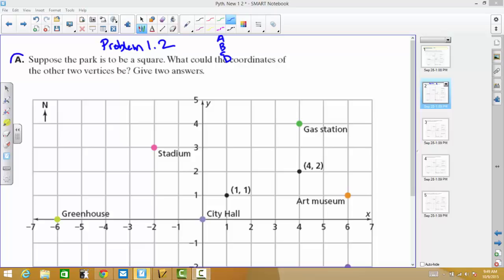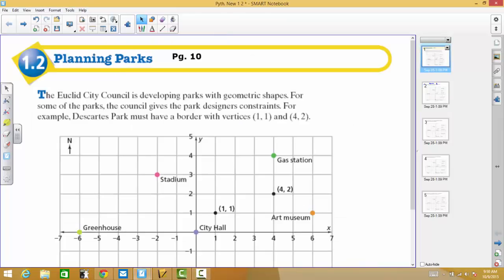So this is A. And I just have a map under each. If you look at the next page, you have two maps, and you're going to put all of this in those two maps. So, letter A says, suppose you have a park, and it's going to be a square. So this is the map of your park. If I go back to the first page, actually, there's a little story. So the Euclid City Council is developing parks with geometric shapes. You can read that.